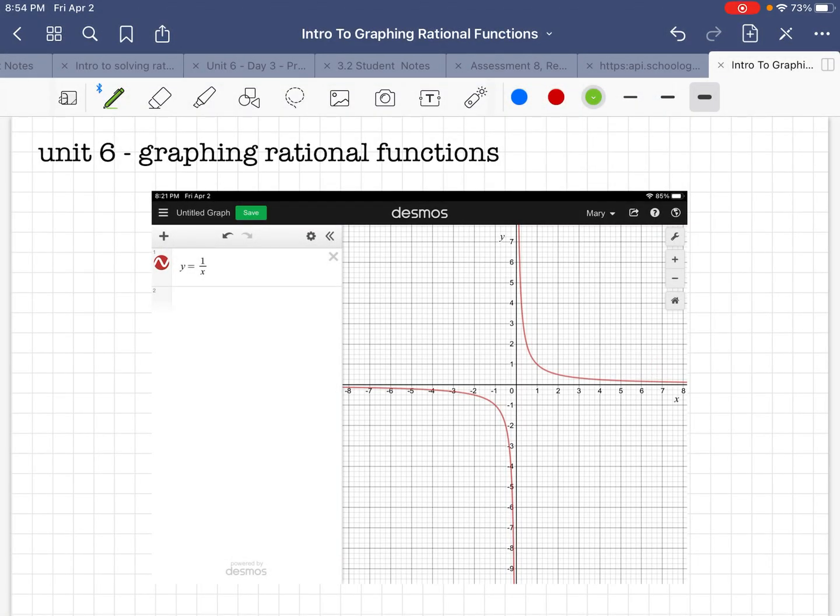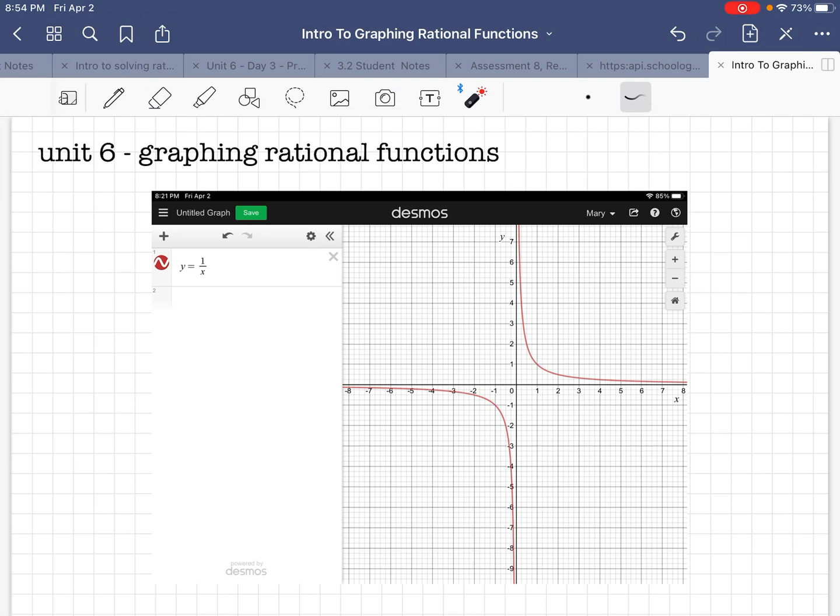All right, so today we're going to talk about graphing rational functions. So remember, rational functions are the fraction type of problems that we've been dealing with in this chapter, and now we're going to look at the graphs of them. Your basic rational function is this right here, y equals 1 over x. It's a fraction problem, usually x in the denominator.